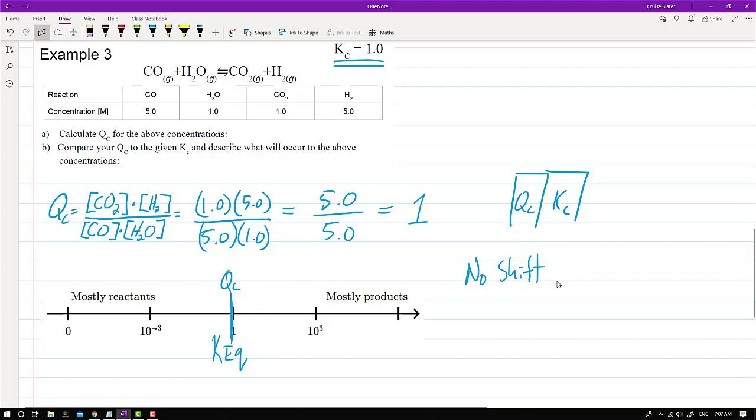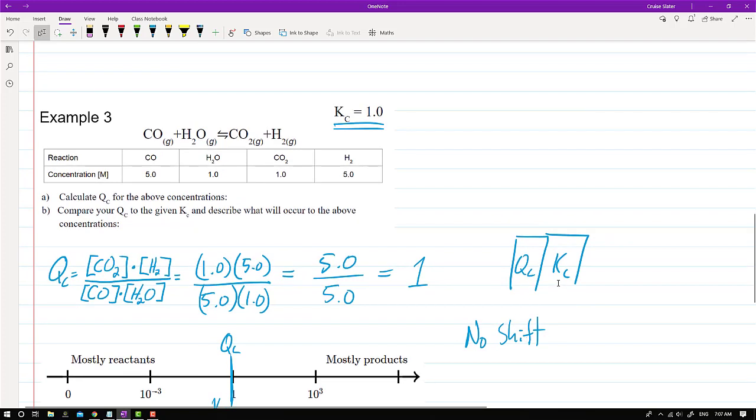Hope this video helps you understand what we call Qc, the reaction quotient, and how it is compared to Kc or Keq. And in the future, please let me know if you have more questions.